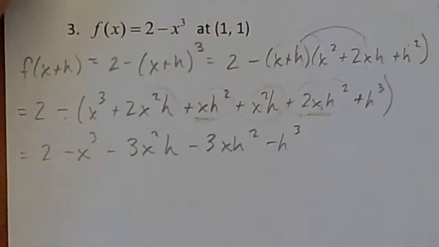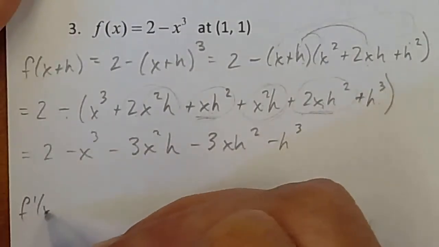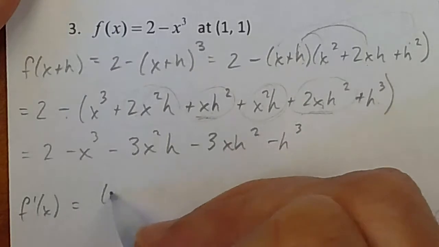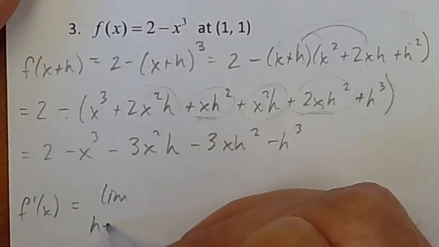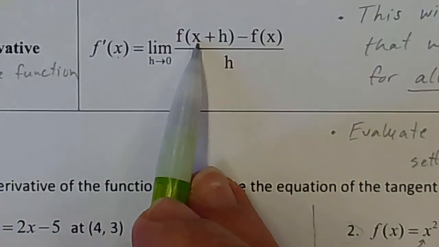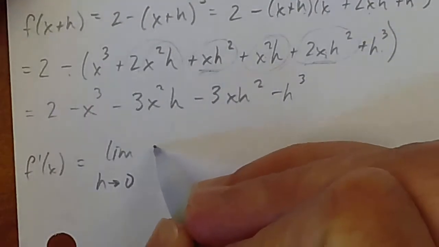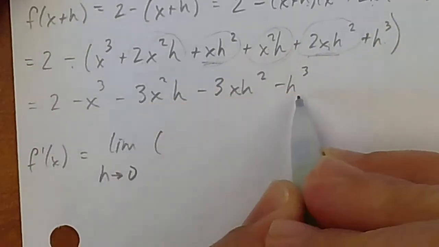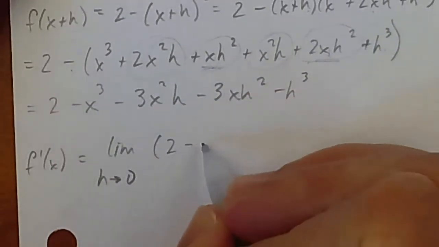Okay. All right, so the derivative f prime of x is equal to the limit as h approaches 0 of the function we just created minus f of x over h. So the function we just created, it's dropping it down here. If you want to put the 2 last, fine, it doesn't really matter.